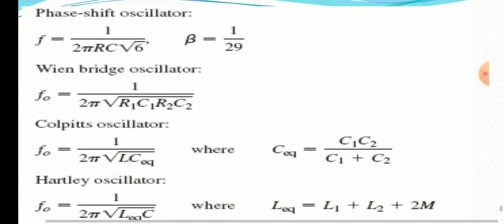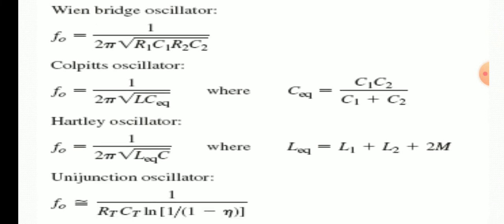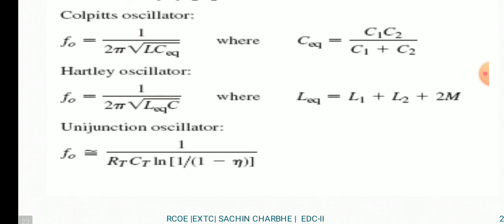So these are the RC oscillators. Then the Colpitts and Hartley oscillators are the LC oscillators. In Colpitts, f0 equals 1 by 2 pi root of L C equivalent, where C equivalent is calculated by C1 C2 divided by C1 plus C2. For the Hartley oscillator, f0 equals 1 by 2 pi root of L equivalent C, where L equivalent is calculated as L1 plus L2 plus twice M, M being the mutual inductance.